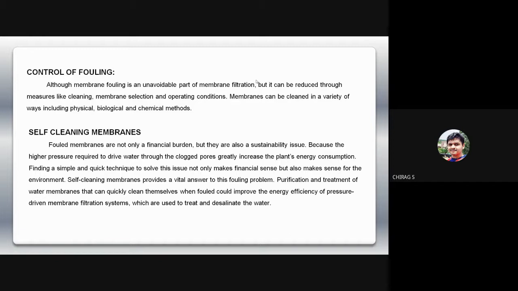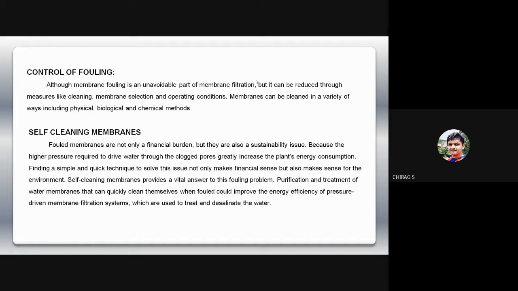Coming to the self-cleaning membranes. Self-cleaning membranes can become the future of membrane technology. Fouled membranes are not only a financial burden, but also a sustainability issue, because the high pressure required to drive water through the clogged pores greatly increases the plant's energy consumption. Finding a simple and quick technique to solve this issue makes financial sense, and also makes sense for the environment. Self-cleaning membranes provide a vital answer to this fouling problem.